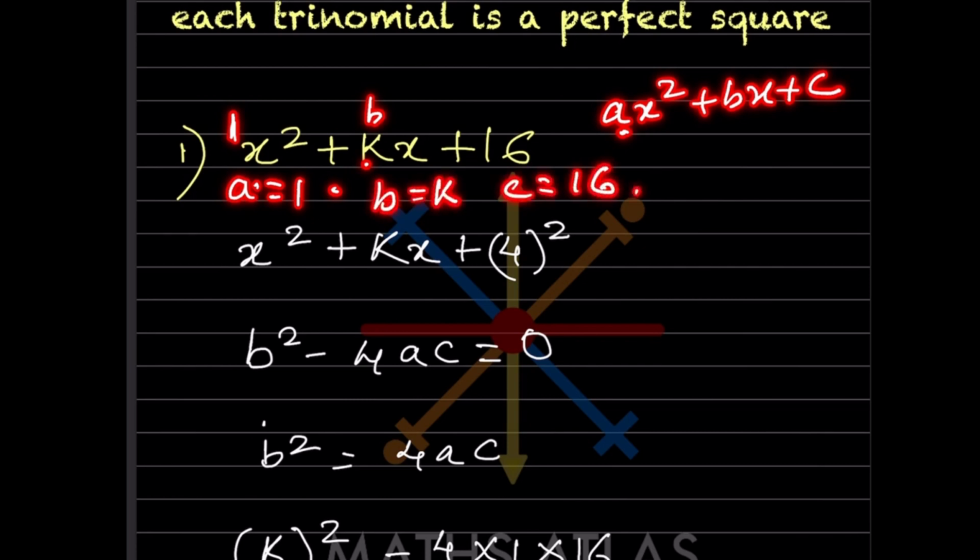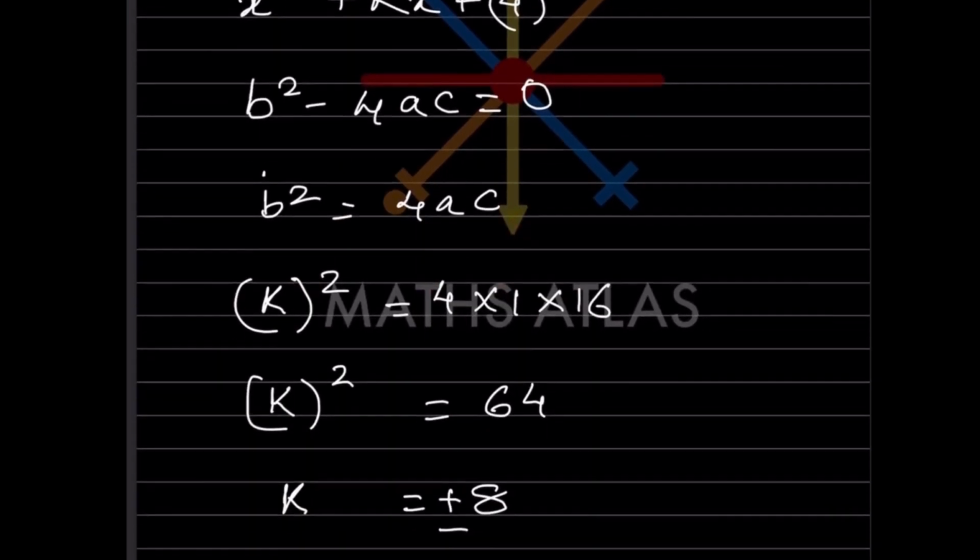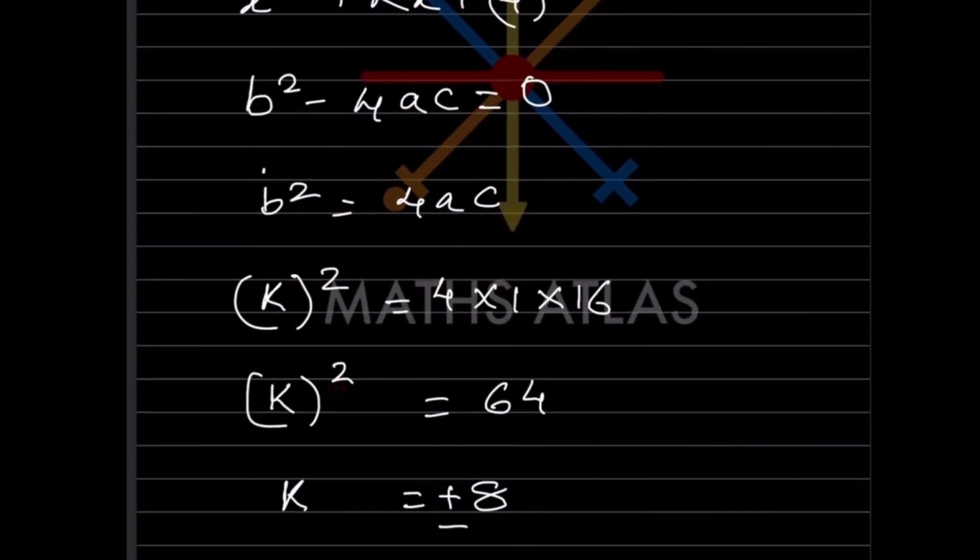So now you know this one. Since you know this, now you know b. b means k square, 4, a means 1, and c is 16. Hope you got that. So what will you write here? k square is, what will that be? 16 fours are 64. So when you take the square root on both sides, k will be plus or minus 8, because the square root of 64 is 8. So you can write here plus or minus 8.